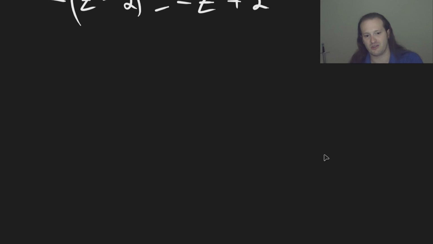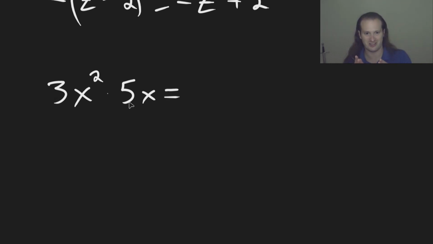Now let's take everything that we just learned and apply all those exponent rules. Let's say I have 3x squared times 5x. You do the constants, then you do the variables. So 3 times 5 is 15. X squared times x is x to the 2 plus 1, which is x cubed.